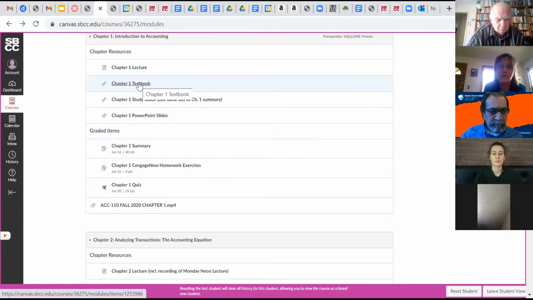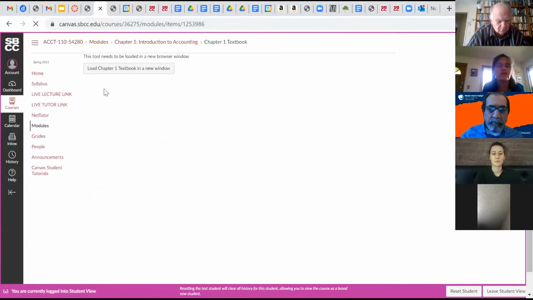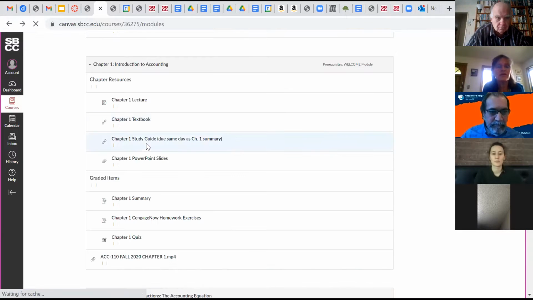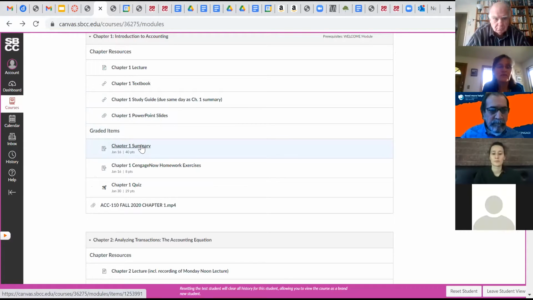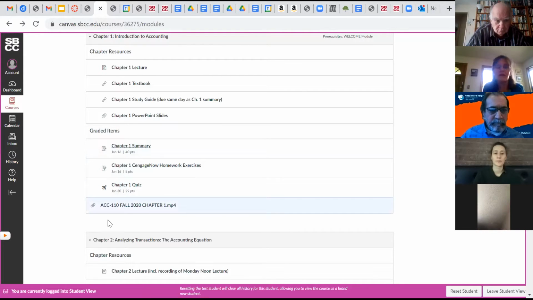Again, I forgot, this is also something Mahendra is in charge of. Let me talk about this later when we give that to Mahendra. The study guide is also on Cengage. The PowerPoint slides are actually on Canvas. Again, these are the slides that Bob is using. The summary is the summary assignment. And then these are the Cengage exercises. The quizzes are again on Canvas.